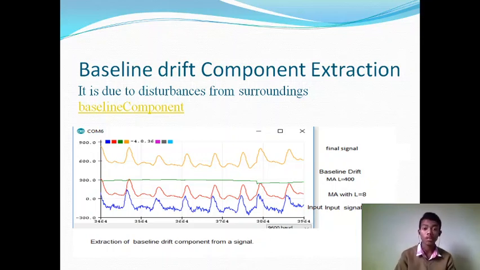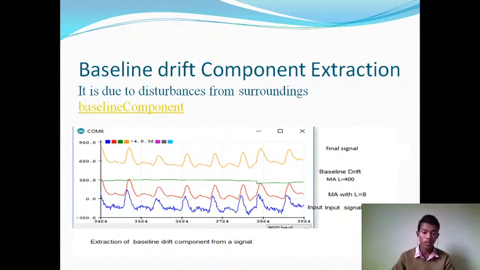Before extracting the baseline drift component, first we need to know what the baseline drift component is. Let me explain. In biomedical signal processing, or in any signal, when we are extracting a signal by using devices, for example I am extracting an ECG signal, my device will be on the heart, my concentration will be on one particular organ, but due to the movement of other organs or other muscles, or disturbances from the surroundings, some value will be added to our signal.